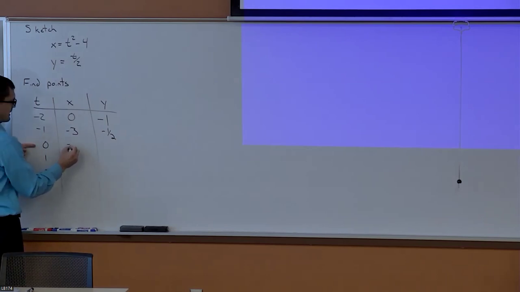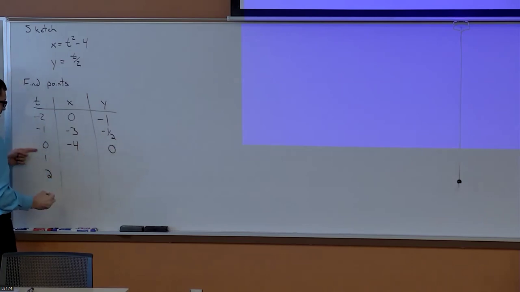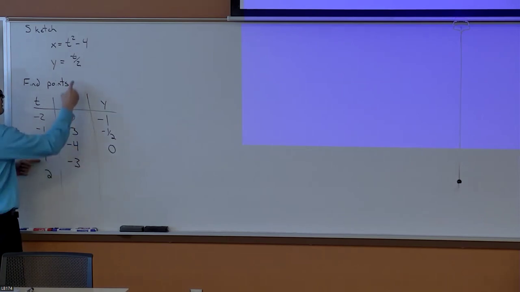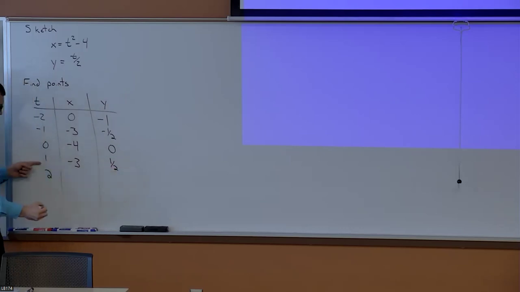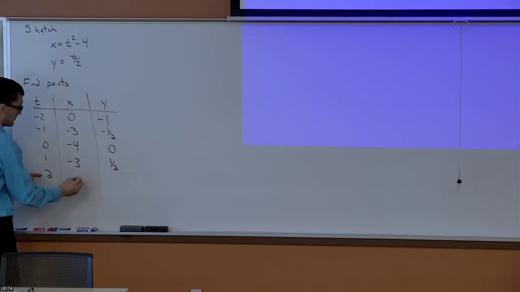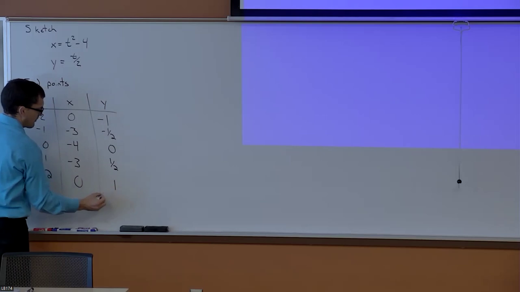plugging in 0, you get -4 for x. Plugging in 0, you get a 0 for y. And then let's do 1. Plugging in 1, you get a -3 for x. Plugging in 1, you get 1/2 for y. Plugging in 2, you get a 0 for x. Plugging in 2, you get a 1 for y.